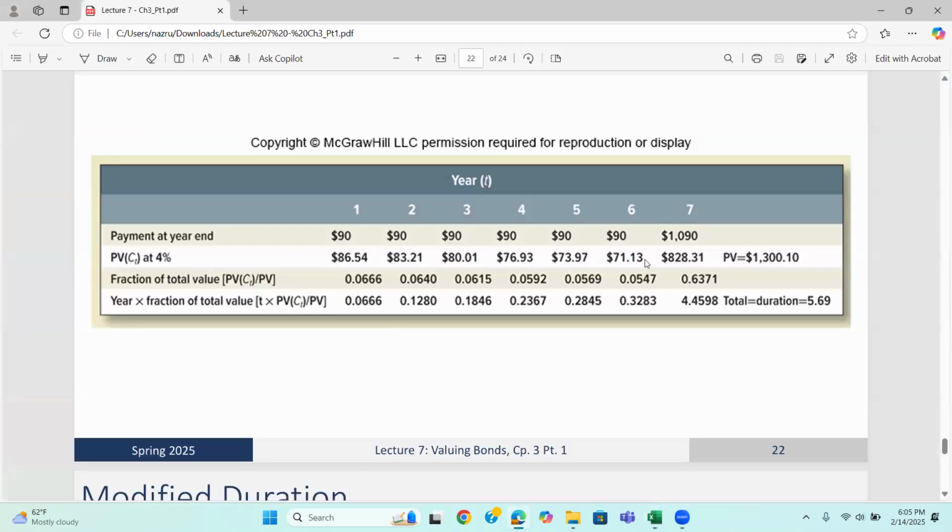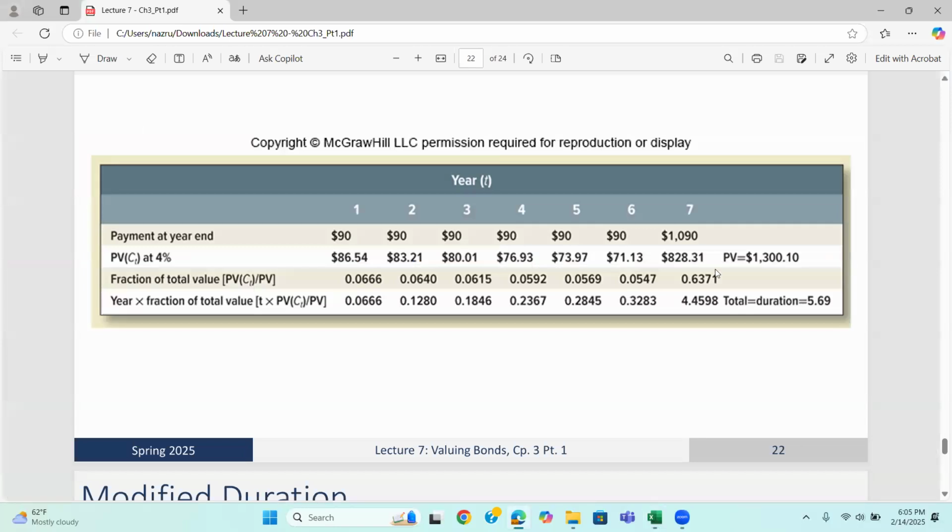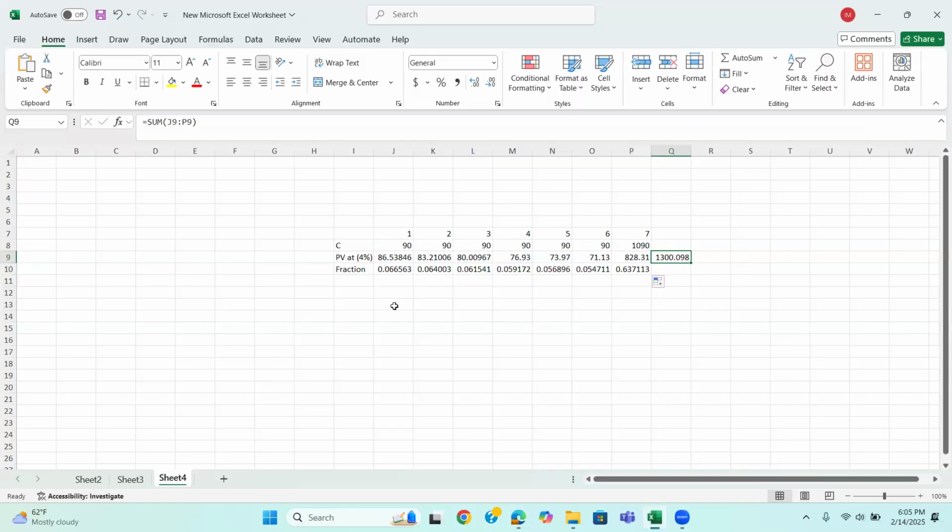Okay, all right. So what I have done here, just fix this present value, and then we just drag it down all the way to year 7. Okay, we have the fraction of it. Now we have to multiply this fraction value for each of the years by the year.